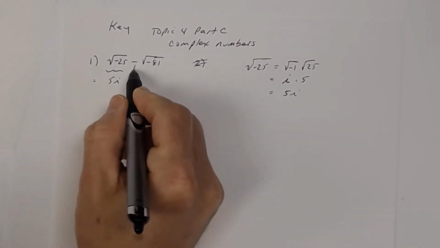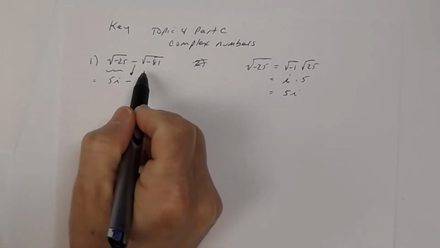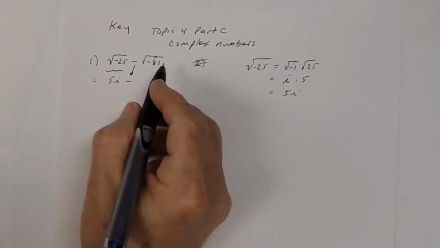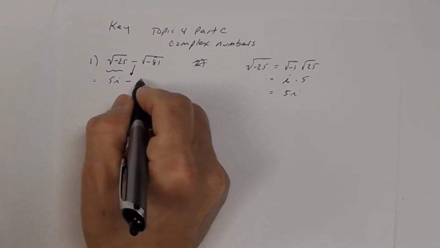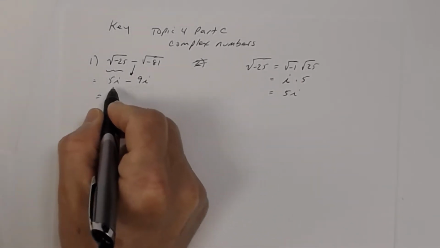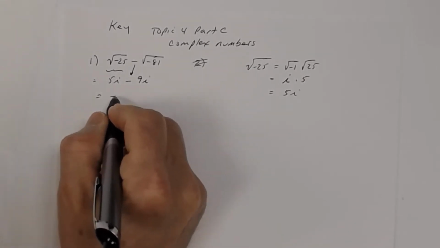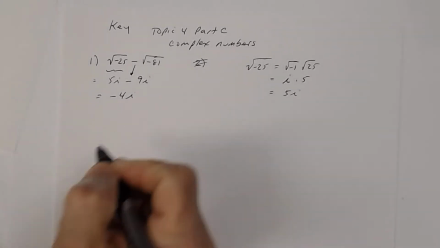And then you're subtracting, so notice I put the subtraction symbol, and then you do the same thing with the square root of negative 81. The square root of negative 81 is defined to be 9i. These two terms are like terms, and so 5i minus 9i is negative 4i. So that's number 1.